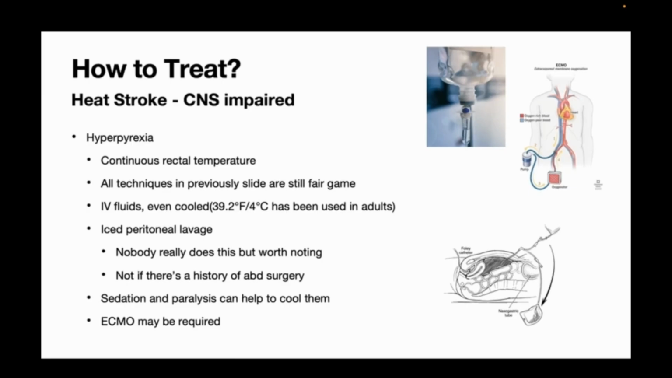Sedation and paralysis can help to cool them as well. If you have someone where they're worried about some kind of metabolic uncoupling, sort of like hyperpyrexia from a sedation interaction, or if they're active still and moving, you can do that to try to decrease their activity level. ECMO is always a way to try to fix temperature abnormalities in a patient rapidly as well.